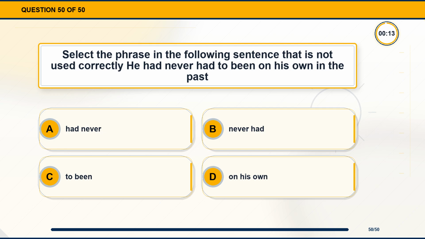Question 50. Select the phrase in the following sentence that is not used correctly. He had never had to been on his own in the past. Option A, had never. Option B, never had. Option C, to been. Option D, on his own.